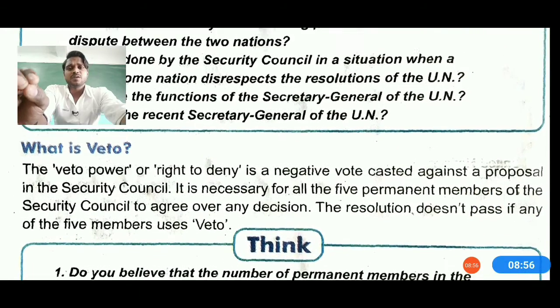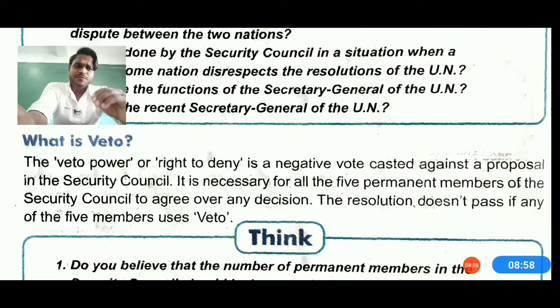Now, if a fight is going on between two countries, and there is a rule propounded by the United Nations which is not satisfactory, then any of the five permanent nations can use its veto power. So what is veto power? First of all, veto power, the right to deny or say no, is a negative vote cast against a proposal in the Security Council. It means it is necessary for all five permanent members of the Security Council to agree on a decision.